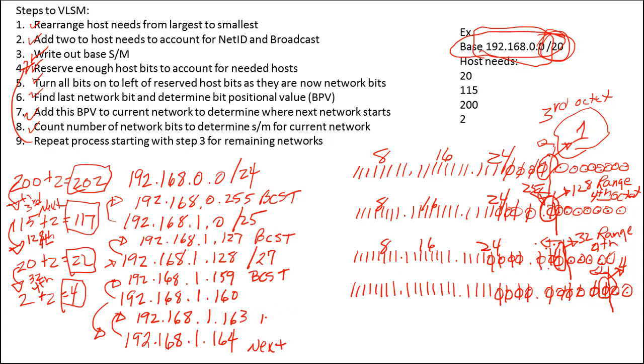163, there's my broadcast. And then I just count my network bits. 8, 16, 24, 25, 26, 27, 28, 29, 30. And there is my subnet mask. Alright, let's do one more. So you may want to pause.